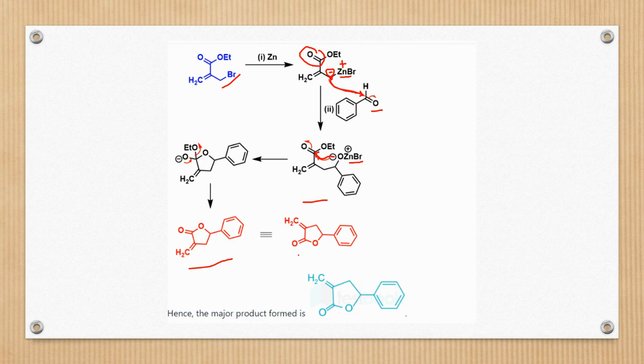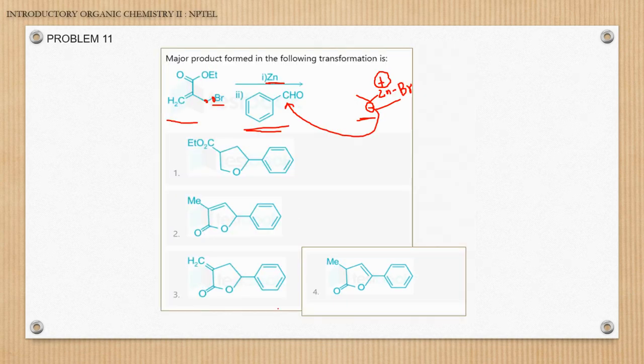Yes, ma'am. Okay. So now which option is correct? Third option. Option number three will be the correct one. So here, what is the name of this reaction? Can anyone name this transformation? This is a Reformatsky reaction. Okay. So this is how, first of all, zinc will insert between this C-Br bond to generate a nucleophilic center, and then electrophilic trapping will take place.